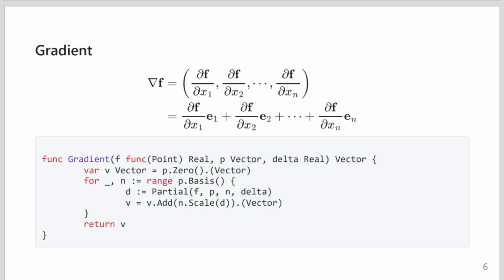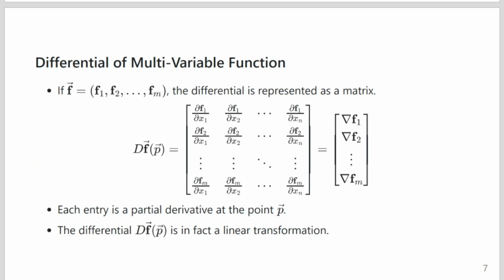First, we need to calculate the partial derivative coefficient for each e_i. To do this, we need the standard unit vector to input into the partial function, and this is where the basis method of the vector interface comes into play. By calculating the directional derivatives in each direction and multiplying them by a scalar for each vector, we obtain the gradient vector. We will see how this works shortly, but first, let's expand on the concept of the gradient.